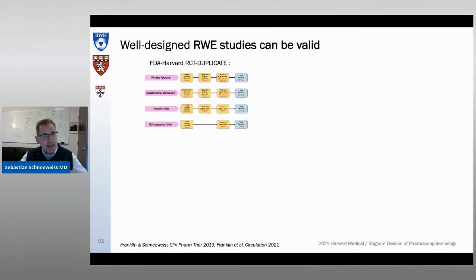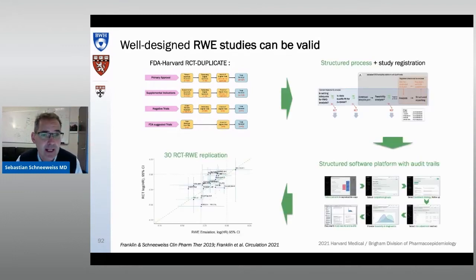Once we have bought in that this study is reproducible and the investigator did what they promised to do, there's still a question about how valid the study is. One of the projects that I'm very much involved in is the FDA-funded RCT DUPLICATE, where we are identifying 30 randomized trials that were used by the agency or were planned to be presented to the agency for medication approval or supplemental indications.